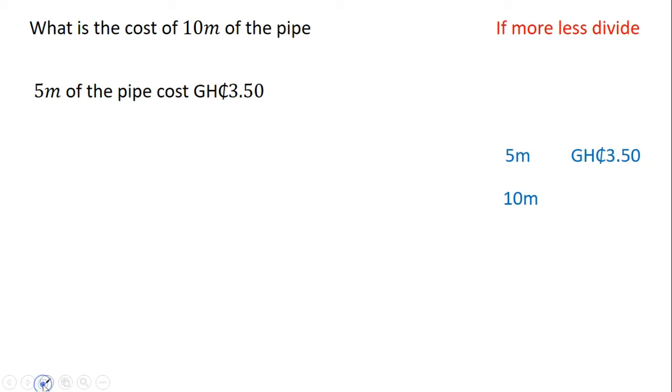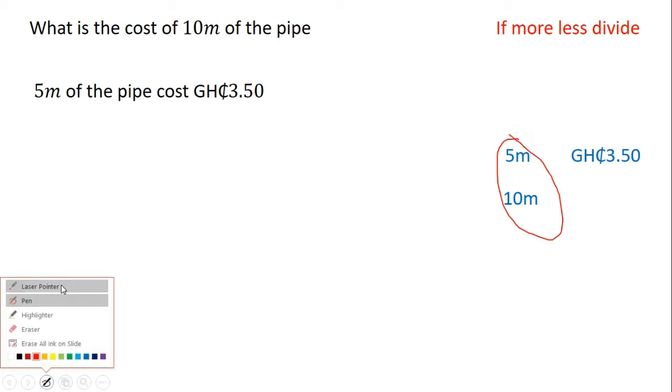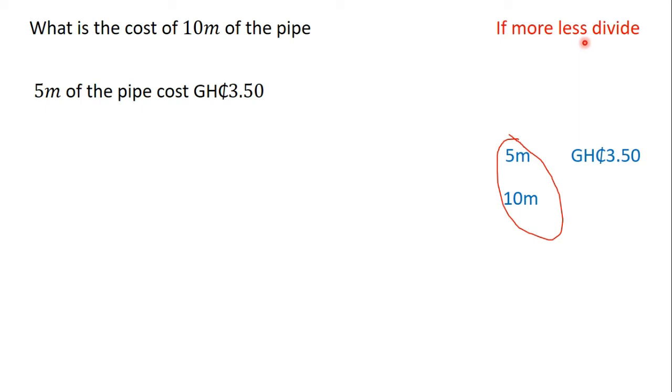Now that we have established that 10 meters will cost more, less will divide. So among these two lengths, we are going to form a fraction, and the lesser one or the smaller one will divide. So you have 10 meters divided by 5 meters. The principle says that if more, less divide. We have established that it will be more. If it is more, then less will divide.